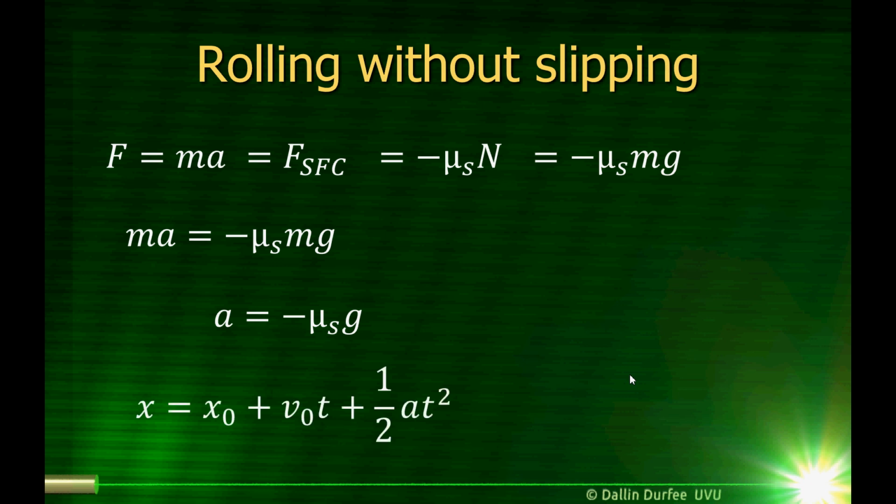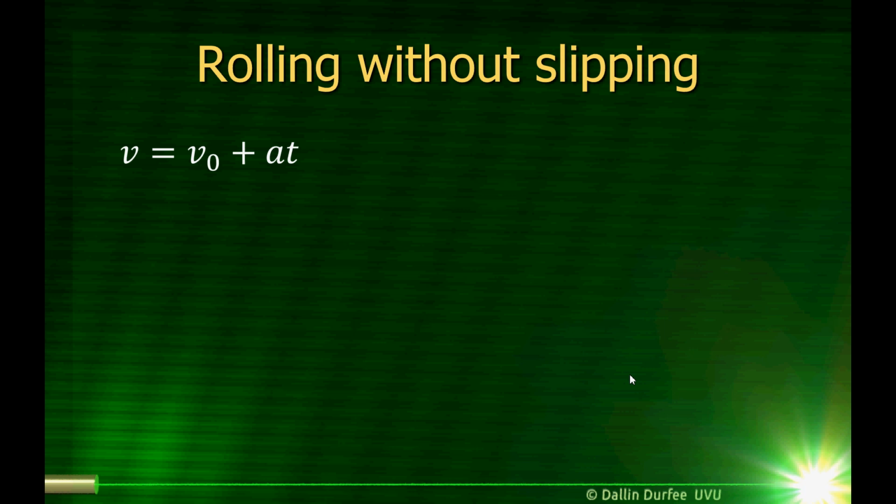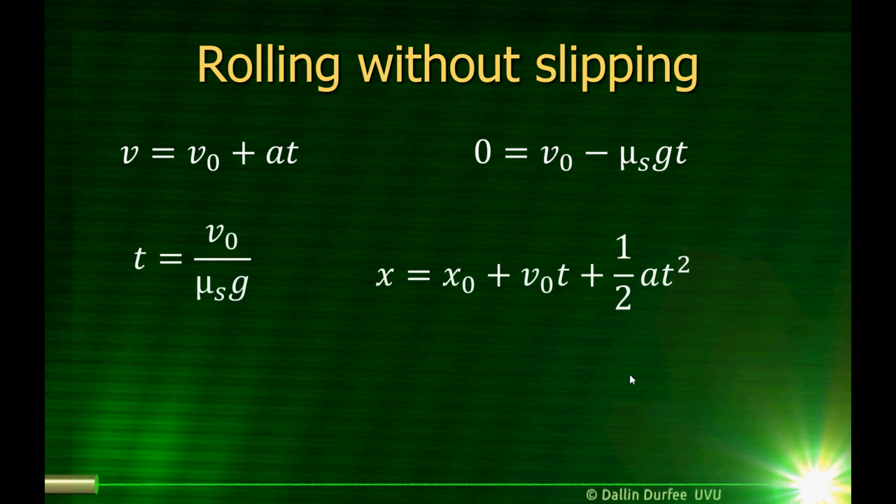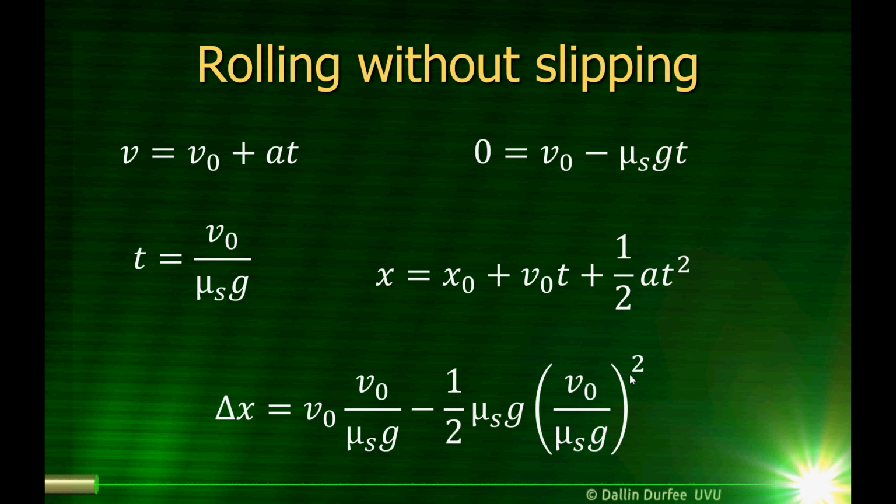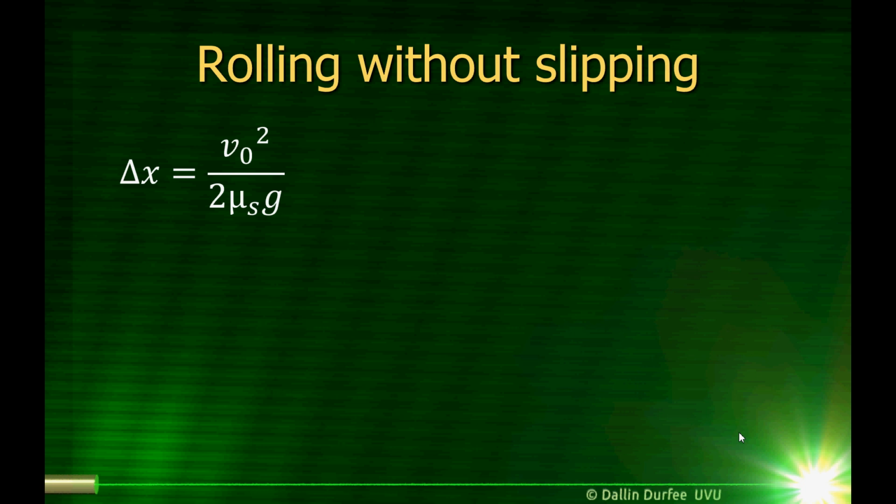This is constant acceleration. We can find the distance we travel with the equation for constant acceleration. But first, we need to know the time. We can get the time by using the velocity equation for constant acceleration, right? We just find the time at which velocity goes to 0. We solve that equation, we get the time. We take our x equation, and the change in x, x minus x naught, is just v naught t plus 1/2 at squared. We plug in our values for t, we plug in our acceleration for a, and we solve this, and we get the stopping distance as v naught squared over 2 mu_s g.